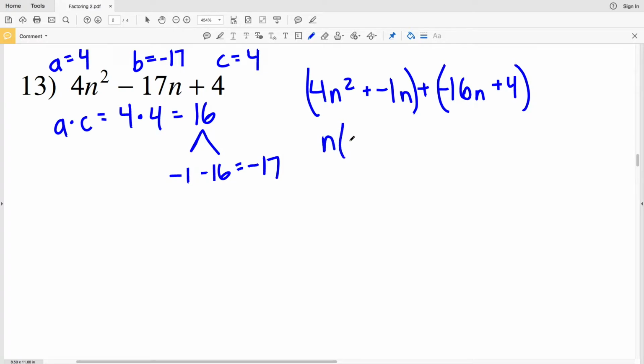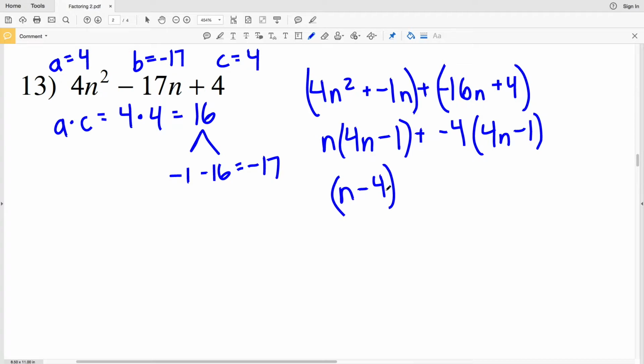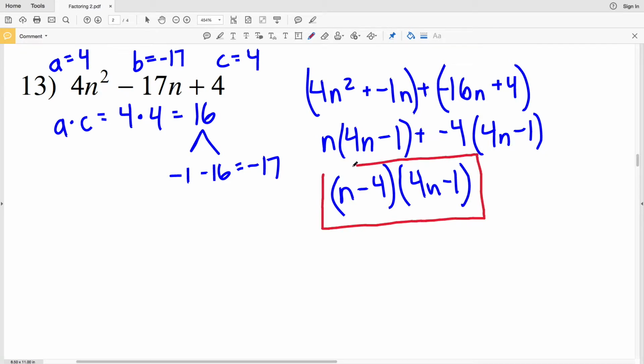So n is my greatest common factor in the first one, so I'll get 4n minus 1, and then negative 4 will be my greatest common factor in the second grouping, so that I will get a positive 4n and minus 1 again. So I have 4n minus 1 times n plus 4n minus 1 times negative 4. So I'll write n minus 4, and n and negative 4 will both get multiplied to 4n minus 1. So n minus 4 times 4n minus 1 is my solution in number 13.